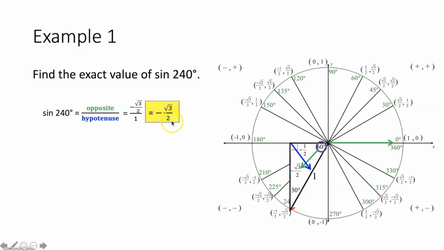And you're done. Now, one thing I want you to note before we move on is that negative rad 3 over 2 also happens to be the y-coordinate associated with this point at 240 degrees on our unit circle. Interesting. Let's see if that holds up.